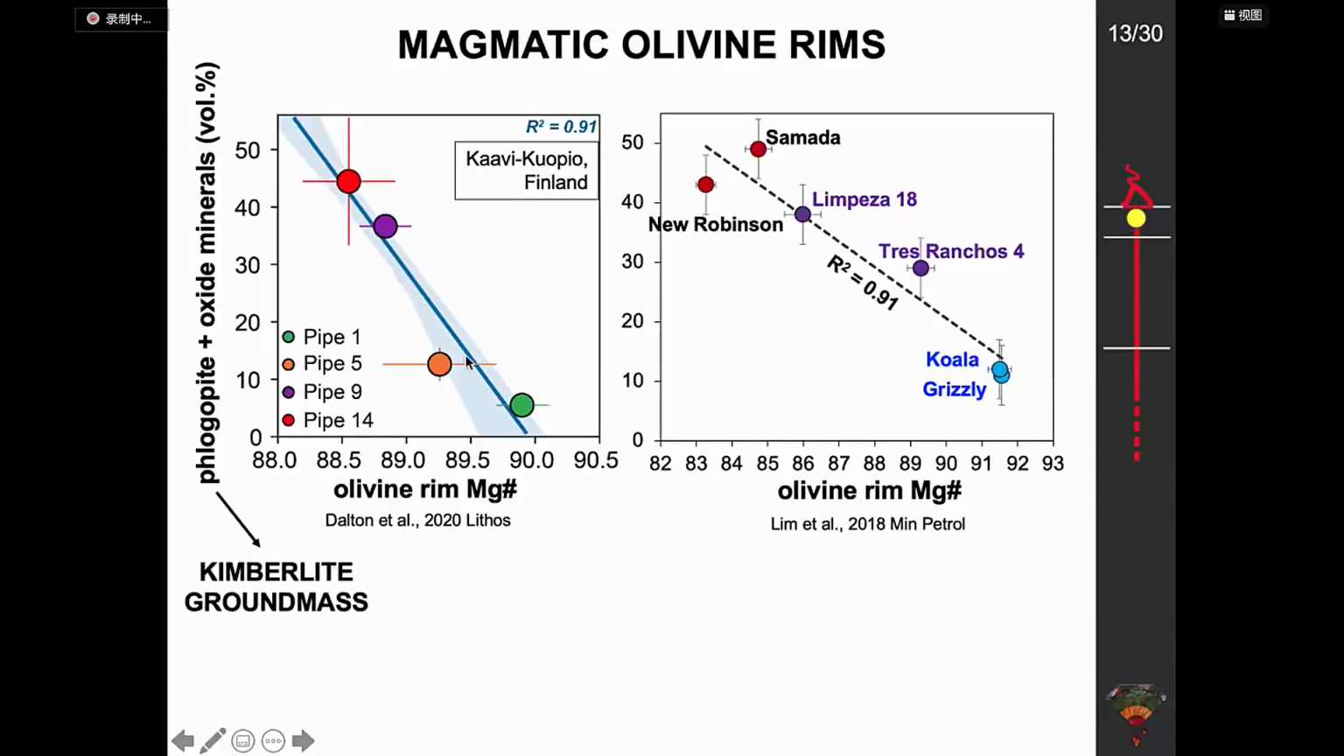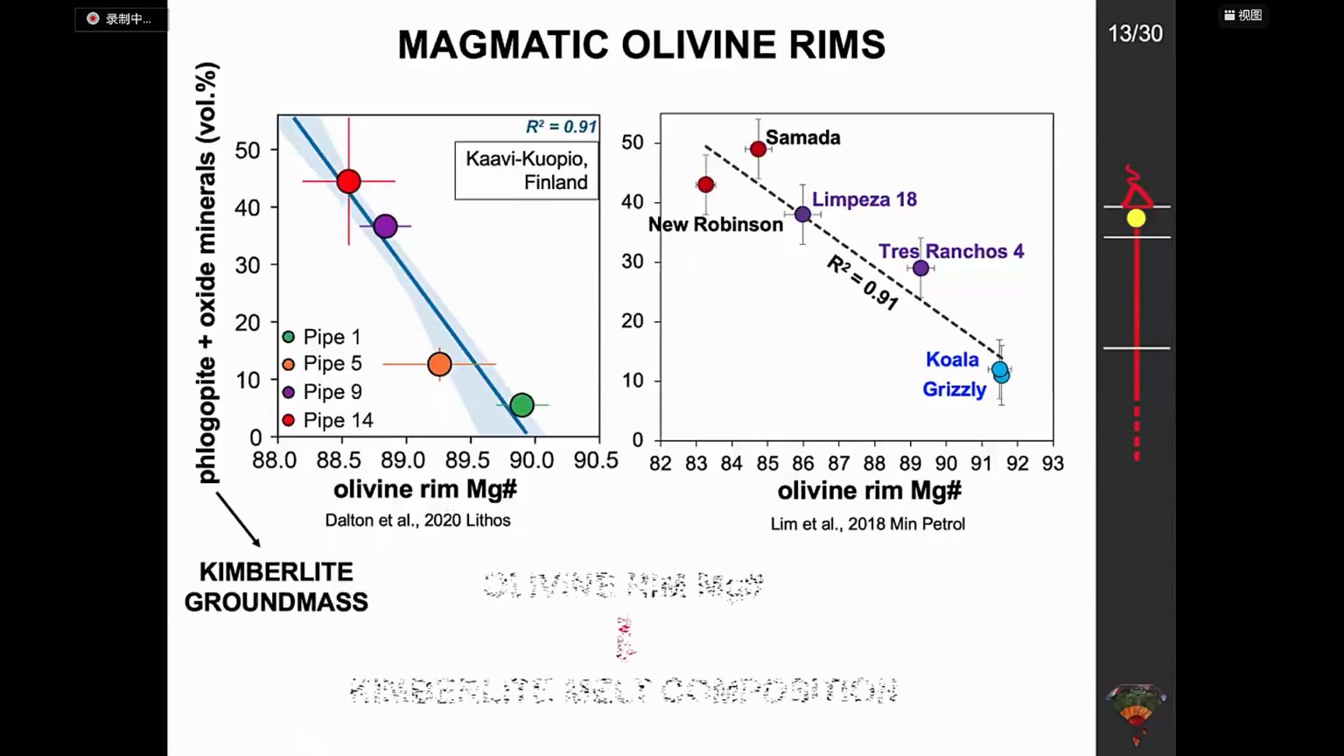And you can see that there is quite a nice correlation between the composition of the groundmass and the magnesium number, or the iron-magnesium ratio, of the olivine rims. And we've done a similar exercise using a bunch of kimberlites from around the world, from Canada, Brazil, and South Africa. And you can see that this correlation seemed to hold. In other words, it would seem that the magnesium number of the olivine rims, which is relatively constant in every kimberlite, represents quite a good proxy for the composition of kimberlite melt upon emplacement in the upper crust.